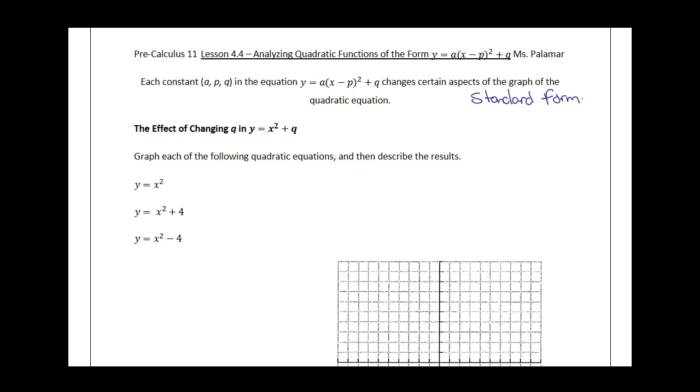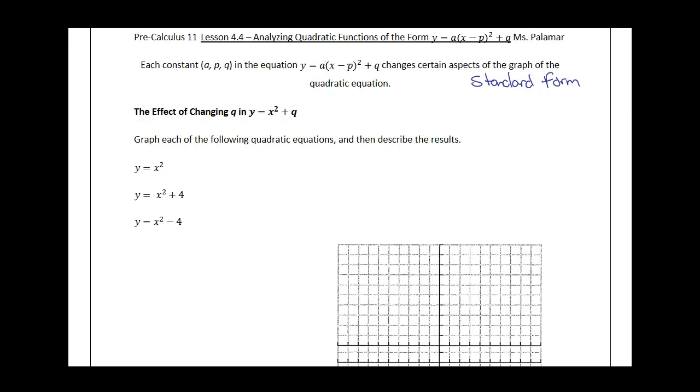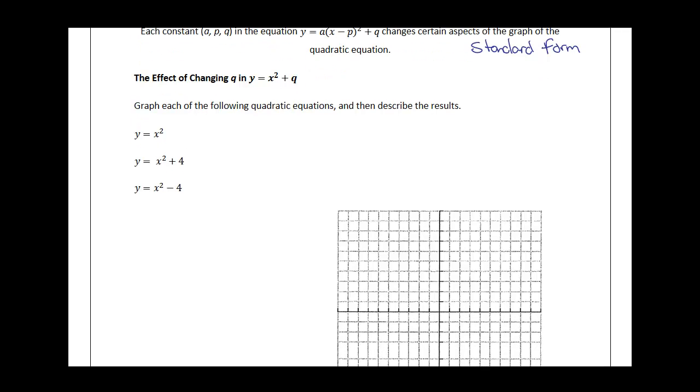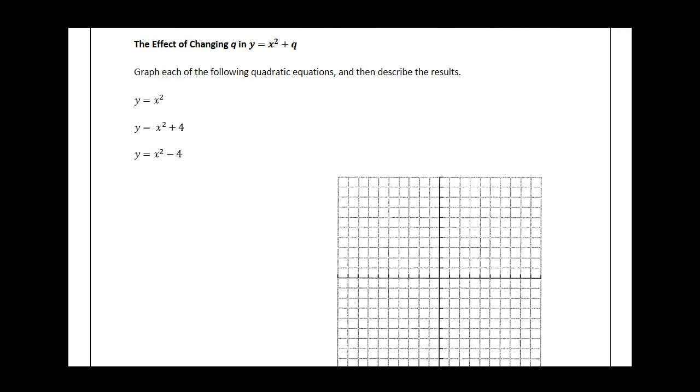So we're going to look at how a, p, and q affect the way the graph of these quadratic equations look. Each one will affect it in a different way. So let's first look at the effect of changing q in y equals x squared plus q. We're going to graph each of the following quadratic equations and then talk about our results.